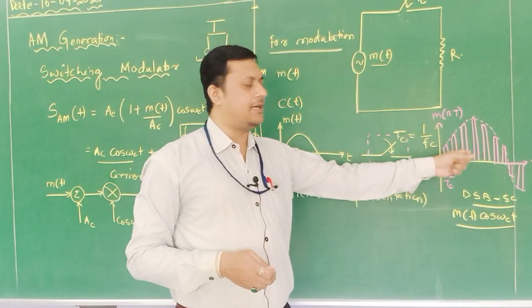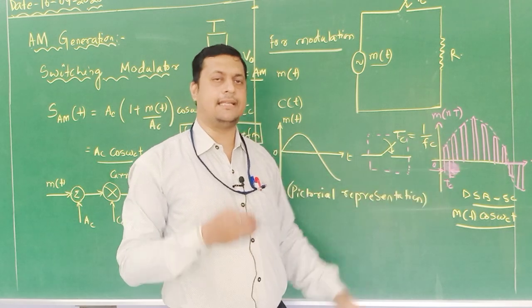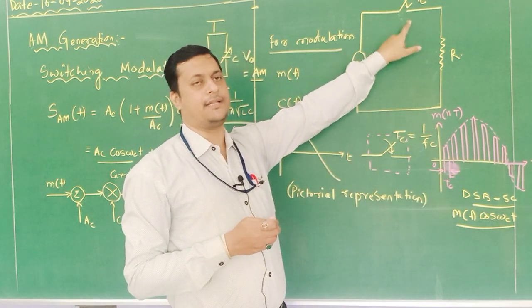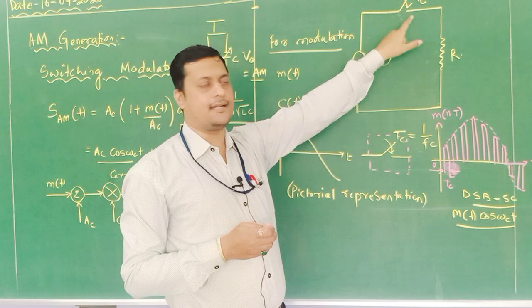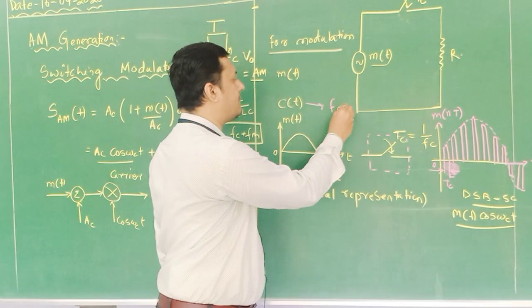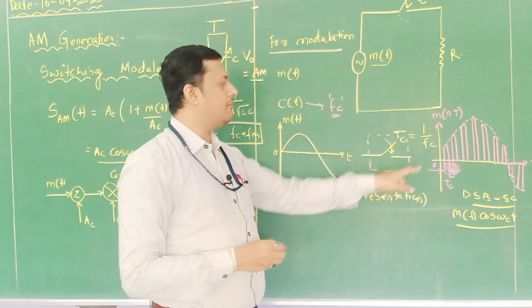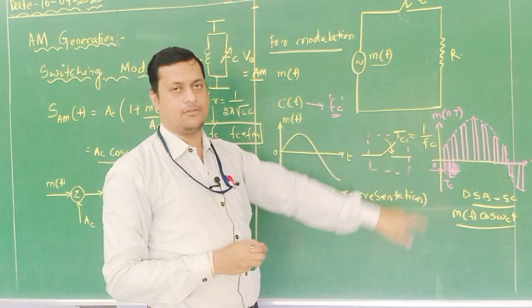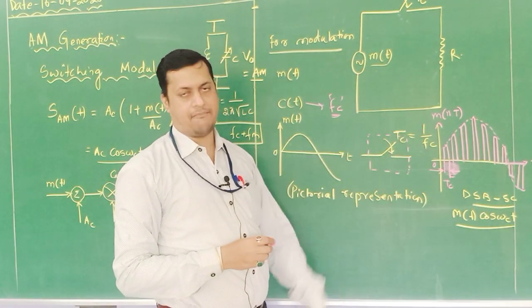Now each and every time period between the samples is Tc because it is decided by the switch, and this switch is synchronized with the carrier frequency Fc. Okay. So carrier frequency Fc. So Tc is equal to 1 by Fc. So this is the sample we are getting.